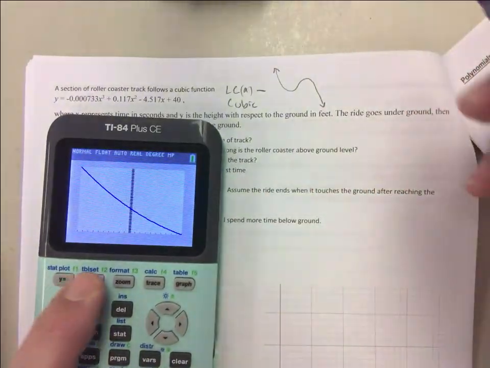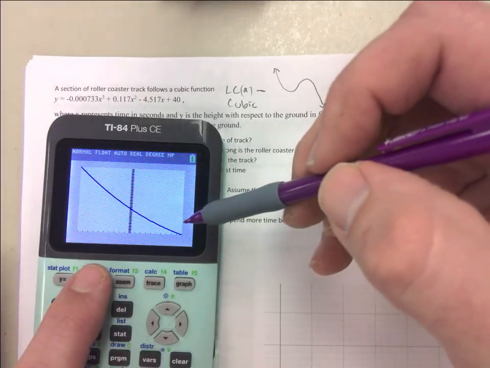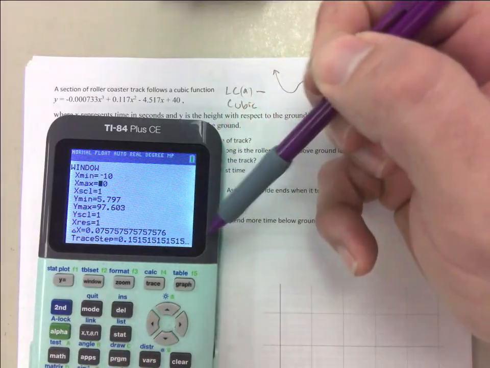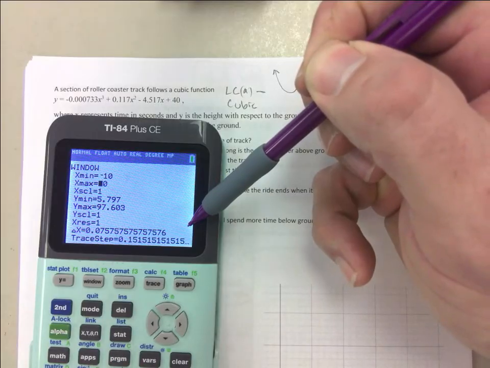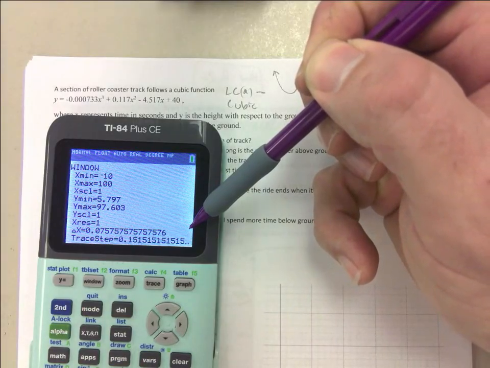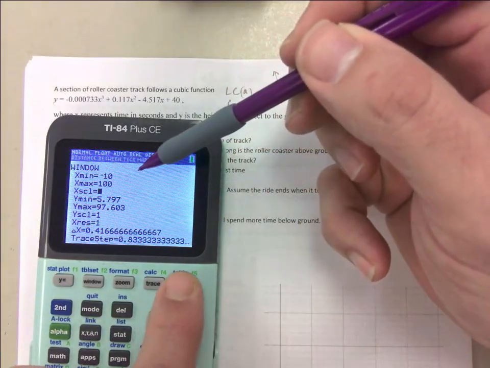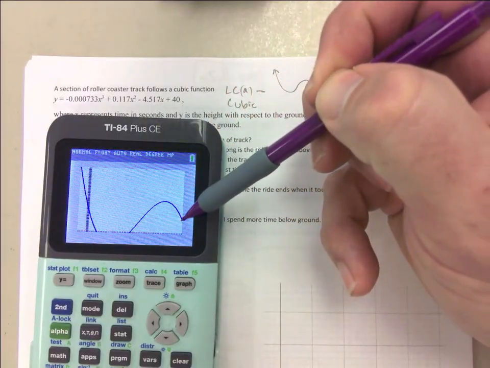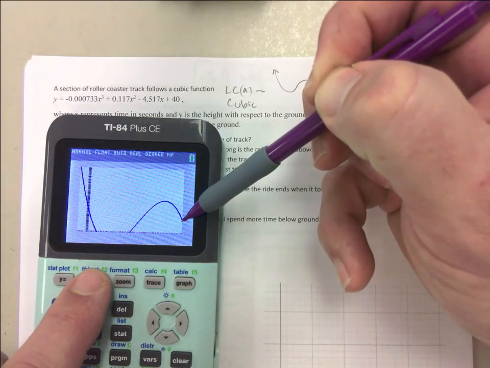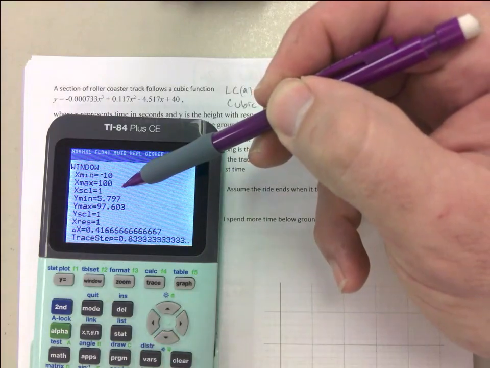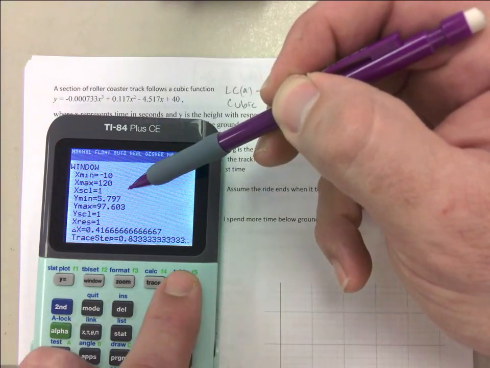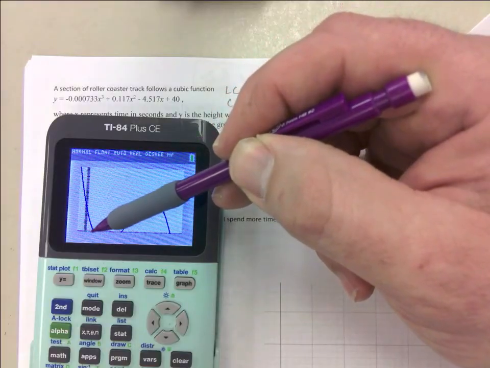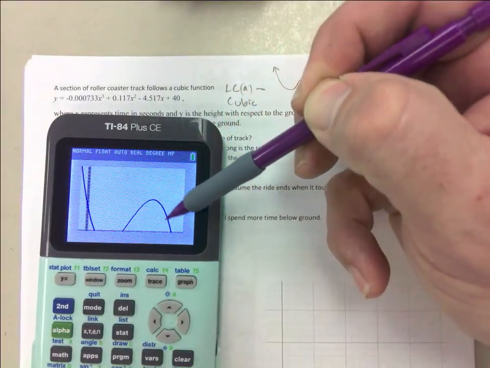So let's try now our window setting. Okay, so press window. And I'm going to change my X max. I want to see more sideways to the right. I'm going to try 100. It might be overkill, but let's see what happens when we change X max to 100. Graph. Not bad, right? We start to see this and it comes back up. So I'm going to increase my X max a little bit more. I'm going to go 120. There you go. So I see it coming down from left, right? It goes under the x-axis, up, and then back down.